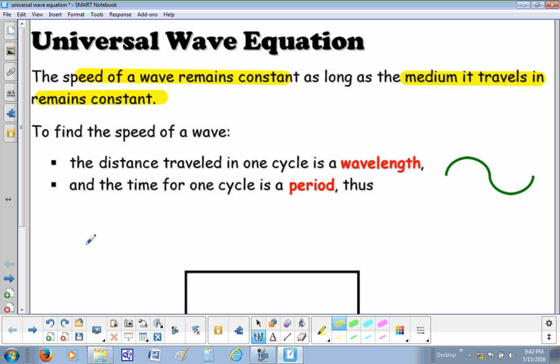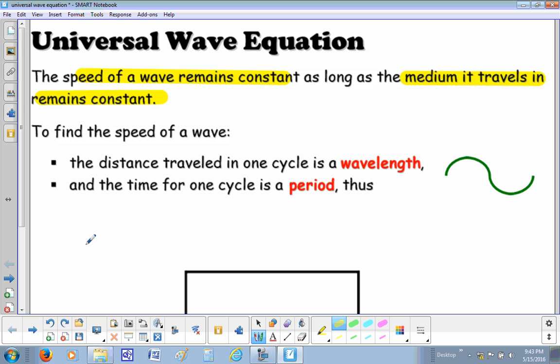So the thing to remember for the universal wave equation, a fundamental concept, is that when you have a wave, the speed of the wave is constant as long as the substance or medium it travels through remains constant as well. So if you remember last year, you looked at the speed of light. And the speed of light is constant unless it entered a new medium, and then it would slow down or speed up. So for example, a light traveling in air would hit water, it would slow down as a result. So we look at the situation of when the light or the wave is in the same substance. So the speed is not changing, it's constant.